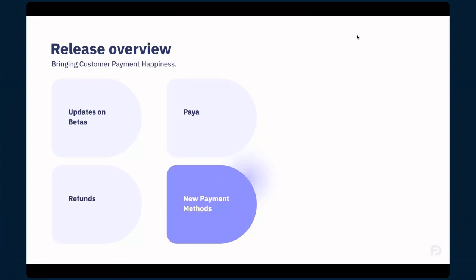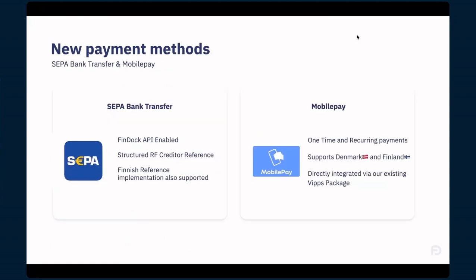Now I want to continue and tell you more about a few new payment methods we've added before I go into our small wins. We've added two very exciting payment methods for the European region. One is SEPA bank transfer, which allows you to set up an installment that you expect to be collected by a bank transfer that the customer makes to you. It's enabled in the API, so you can create one-time or recurring bank transfer installments through the API.